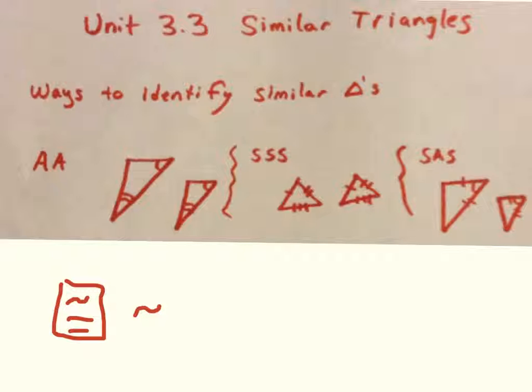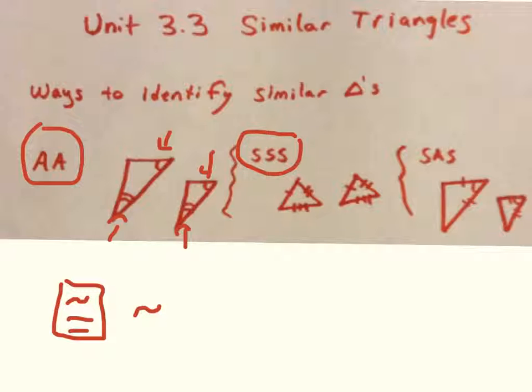The three situations you have to identify similar triangles are the angle-angle situation. If two angles are the same in two triangles, like this top angle could be 30 degrees, and this one could be 30 degrees, and the bottom could be 25 degrees, and this one could be 25 degrees, then you have similar triangles. If all three sides are in proportion, you could have similar triangles. And if two sides are in proportion and one angle is the same, then you also have similar triangles.